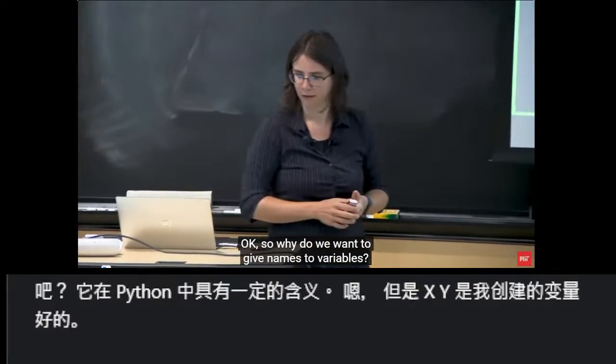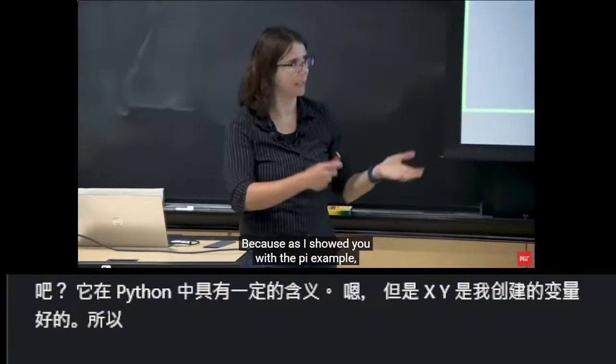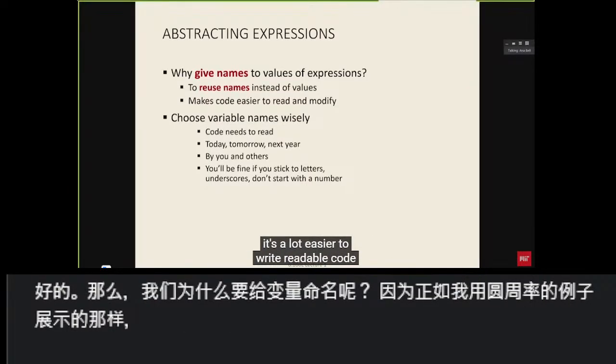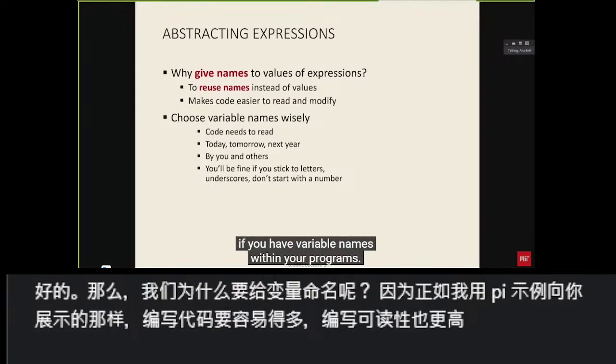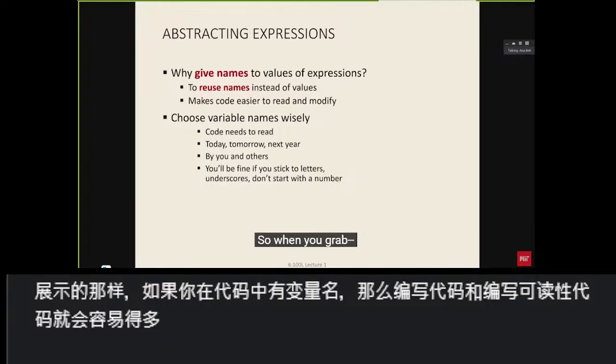Okay. So why do we want to give names to variables? Because, as I showed you with the pi example, it's a lot easier to write readable code if you have variable names within your programs. So when you write programs, it's important to choose variable names wisely.